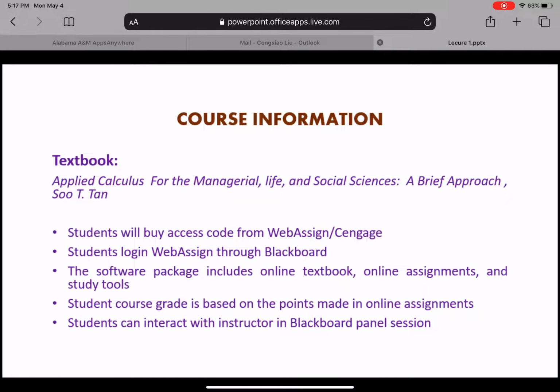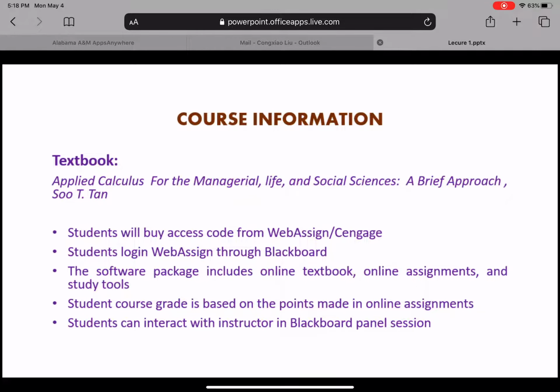Here's the course information. We're going to use the textbook by Soo T. Tan about calculus for the managerial, life, and social sciences, a brief approach. Since this is an online course, students will buy an access code from WebAssign or Cengage. Those were two companies that just combined together. When you buy the access code, you create an account in Cengage by using the code, and then you can access your account from Blackboard.